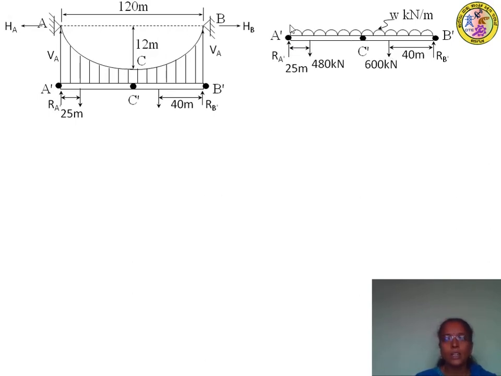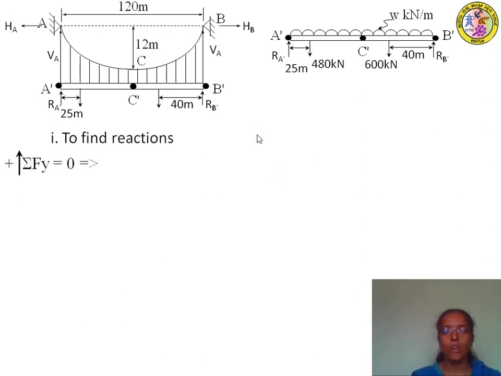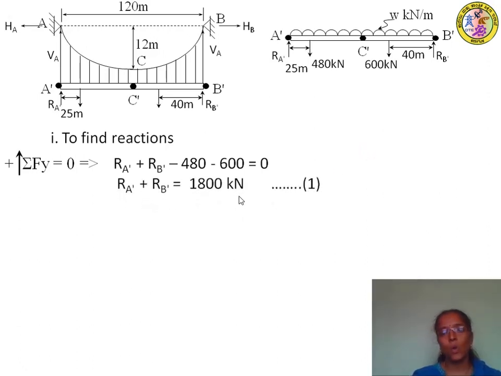Let W be the intensity of UDL. Let RA dash and RB dash be the reactive components at A dash and B dash. How to find the reactive components? First by applying sigma Fy equals 0 for the applied loads, we have to calculate RA dash and RB dash. You should not consider the intensity W. Therefore RA dash plus RB dash minus 480 minus 600 equals 0. So that gives RA dash plus RB dash is equal to 1080 kilonewton. Take it as equation 1.